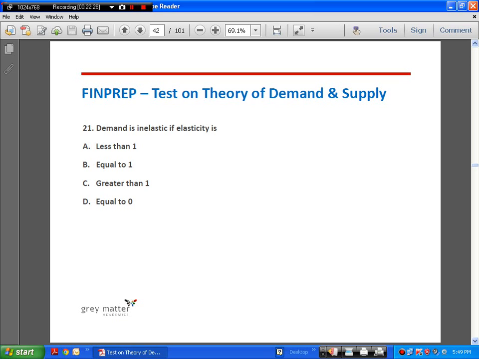The 21st question. Demand is inelastic if elasticity is less than 1, equal to 1, greater than 1, equal to 0. When we say demand is inelastic, we can say that it is not at all responsive to any kind of price changes. In other words, whether price increases or decreases, the quantity demanded remains the same. So we can say for any change in price, the change in demand is 0 or it is constant, or the elasticity is 0. So the right answer is option D, it is equal to 0.